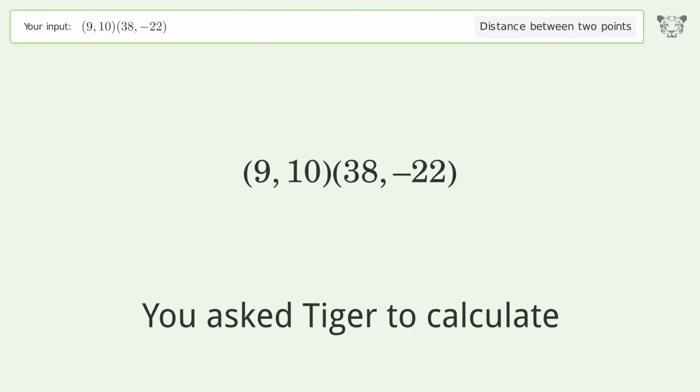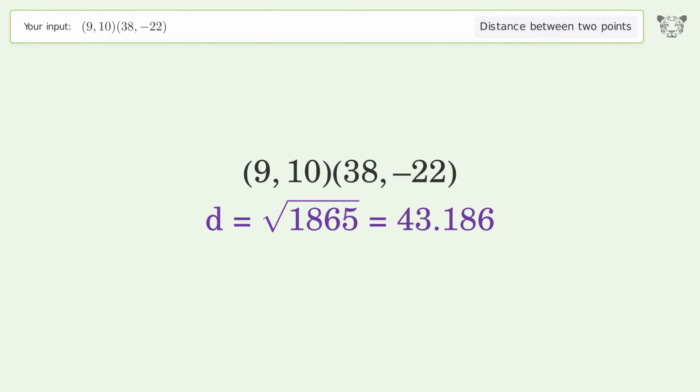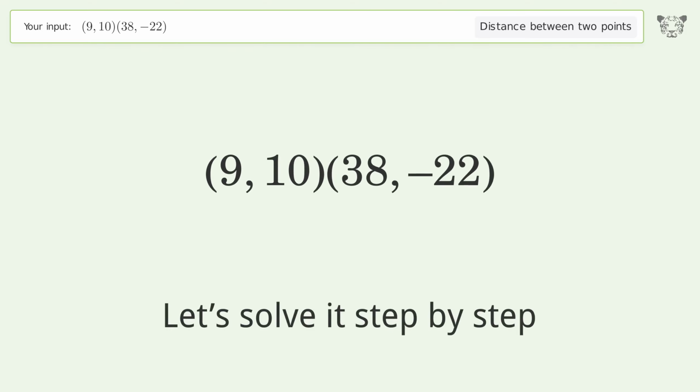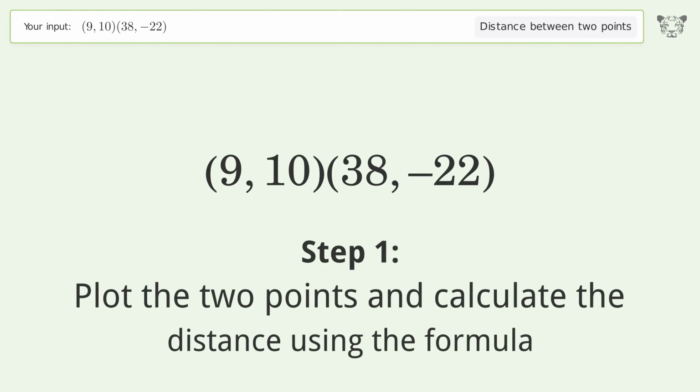You ask Tiger to calculate. This deals with the distance between 2 points. The distance between the 2 points is the square root of 1865, or 43.186. Let's solve it step by step. Plot the 2 points and calculate the distance using the formula.